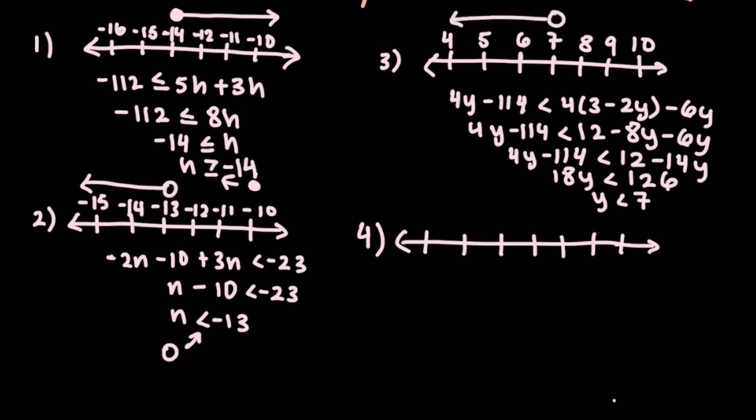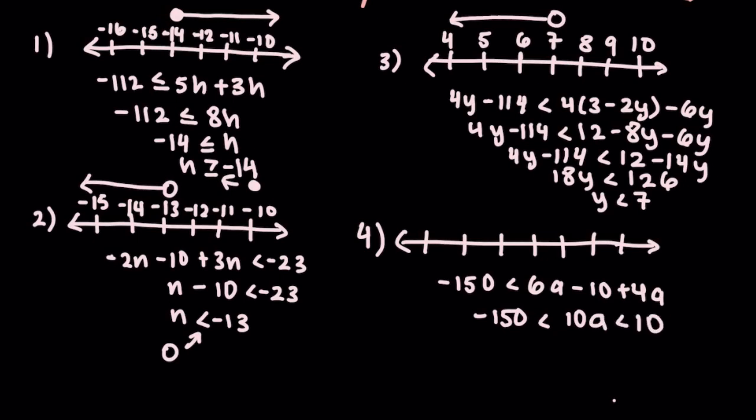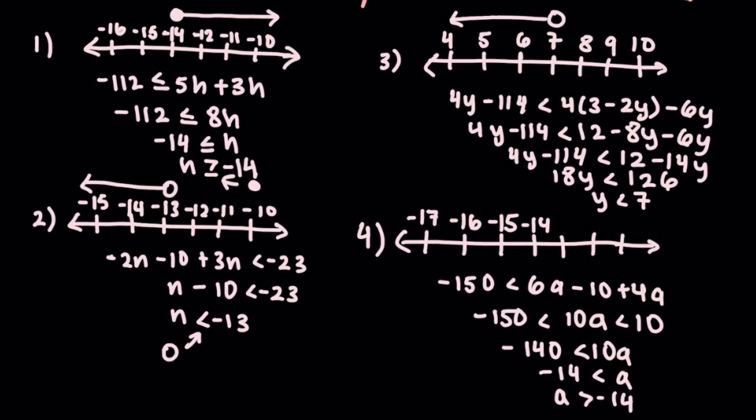The final problem we will do is negative 150 is less than 6a minus 10 plus 4a. After collecting like terms, we know that negative 150 is less than 10a minus 10. Therefore, negative 140 is less than 10a, and a is greater than negative 14. So we have an open circle at negative 14, and we go to the right.